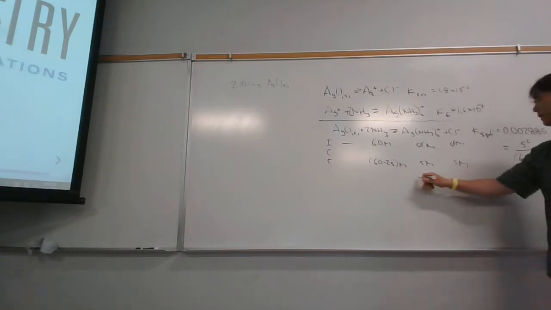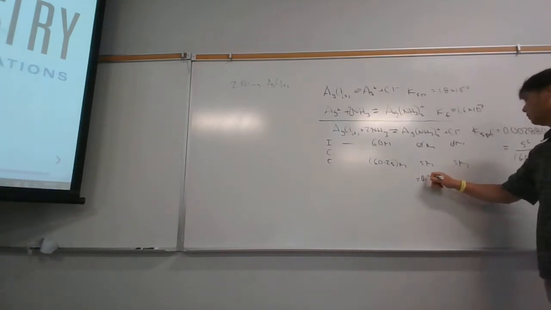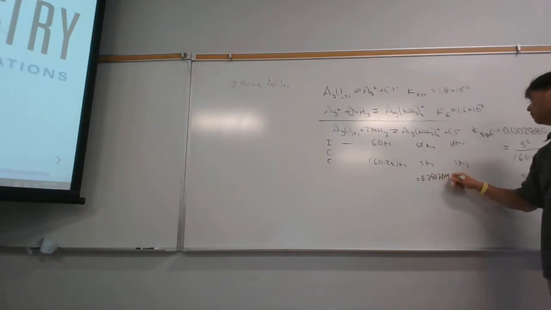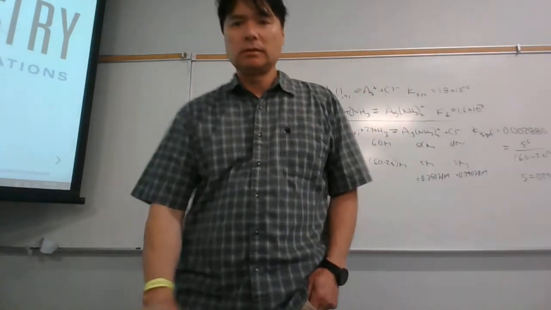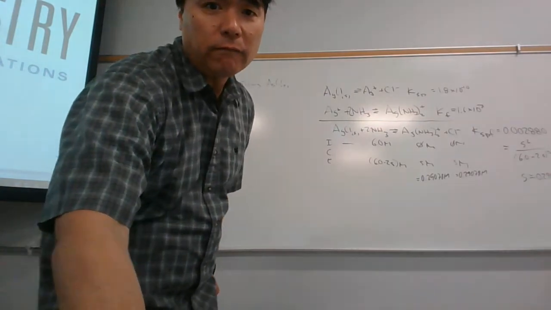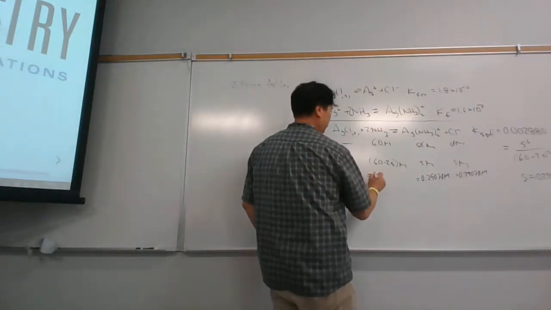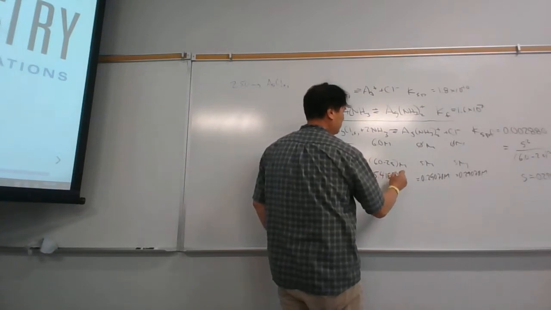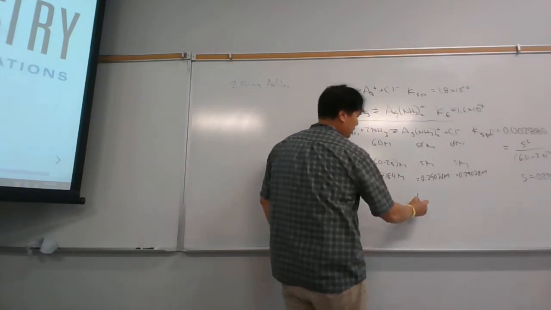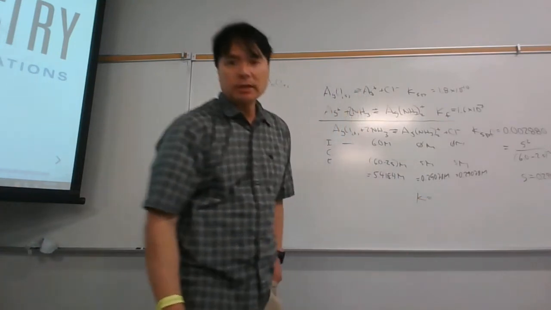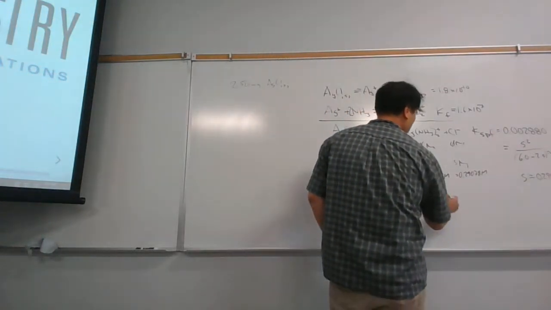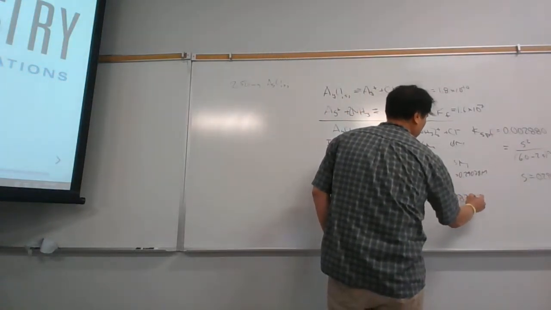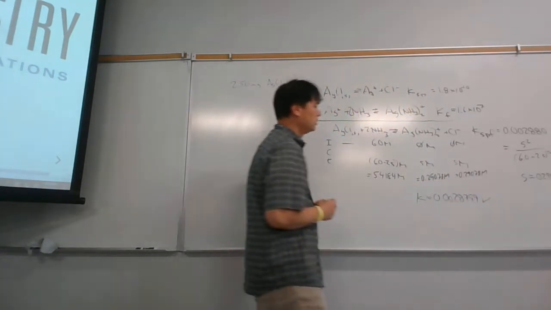Taking the square root of both sides and solving for s, I calculate an s value of 0.29078. Then we plug that in here, 0.29078 molar and 0.29078 molar. And then this one comes out to 5.4184 molar. Okay, now when I check, the K comes out to 0.00028799. So that K checks out.